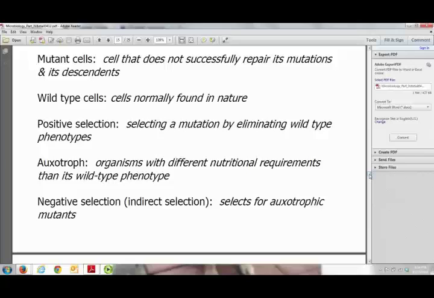An auxotroph is an organism that has a different nutritional requirement than its wild-type phenotype. This can be used for negative selection or indirect selection, where you will select for the auxotrophic mutants. This can easily be done by just altering the nutritional things that are available for the population that you're growing on your media.